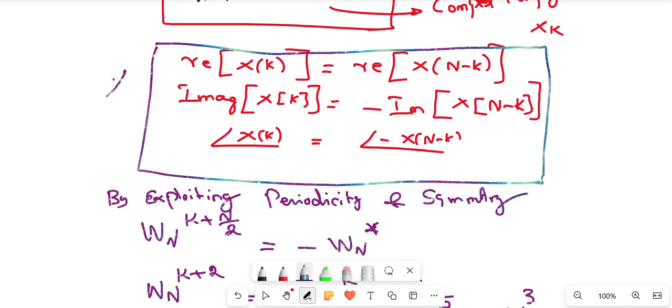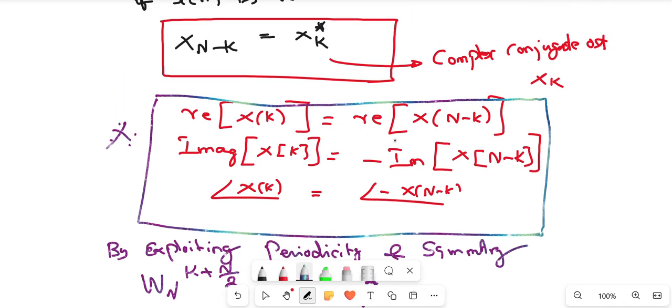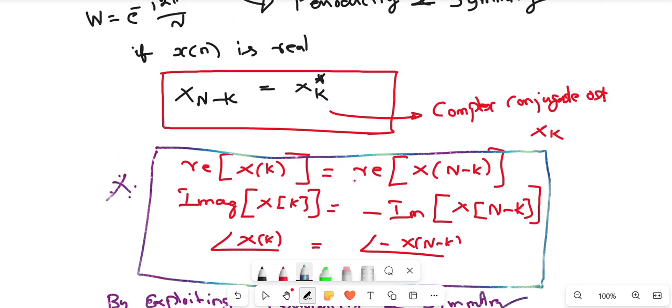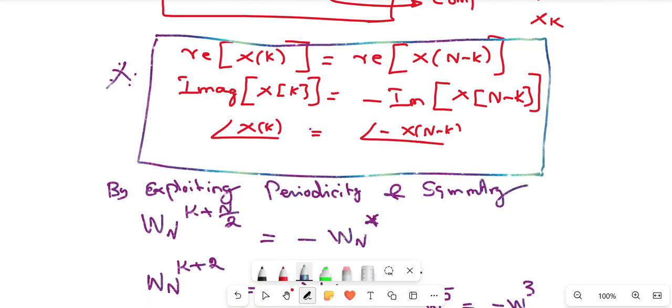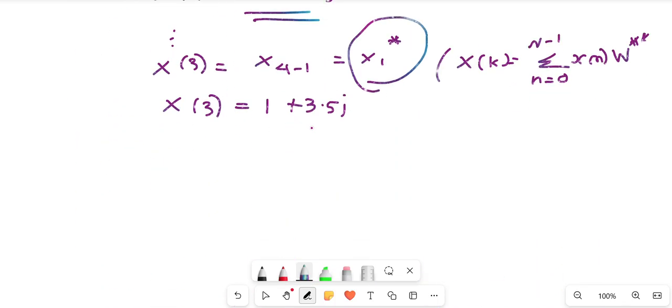This one you remember: if it is real, the real part stays and the imaginary part takes a minus sign. So x of n minus k is equal to the complex conjugate of x of k. Similarly, you can find directly; I'll give an example for 8-point DFT computation using the symmetry property.